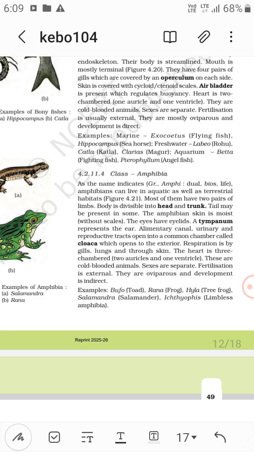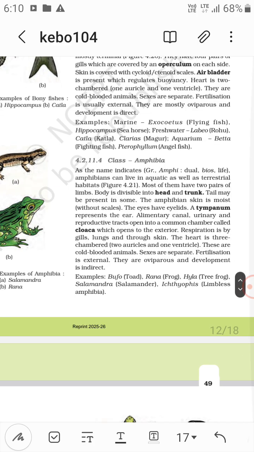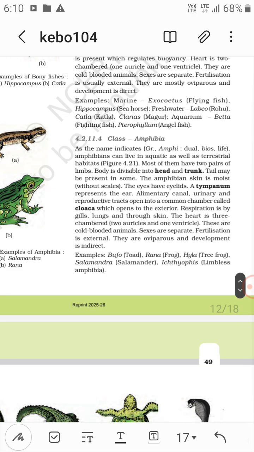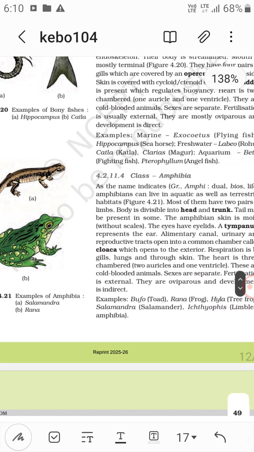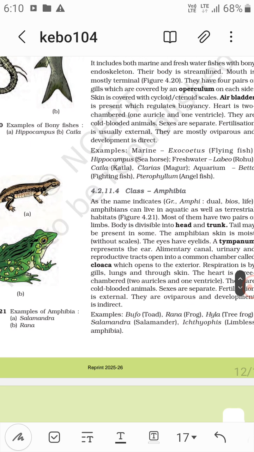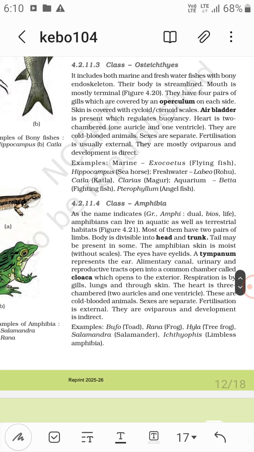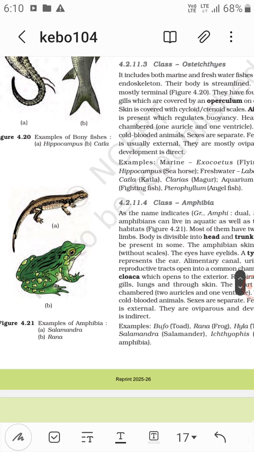They have eyelids and a tympanum. The alimentary canal, urinary and reproductive tracts open into a common chamber called cloaca, which opens to the exterior. The heart is 3-chambered. Examples are Bufo, toad, Rana, frog, Hyla, tree frog, Salamandra, salamander, and Ichthyophis, limbless amphibia. Frog, Rana, has head and trunk.